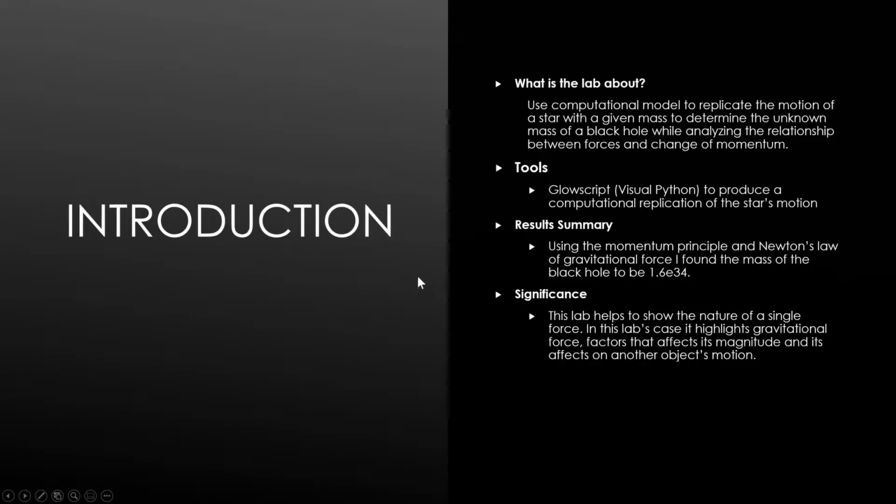This lab was essentially about using a computational model to replicate the motion of a star with a given mass to determine the unknown mass of a black hole while analyzing the relationship between forces and the change in momentum. We used GlowScript Visual Python to produce a computational replication of the star's motion.